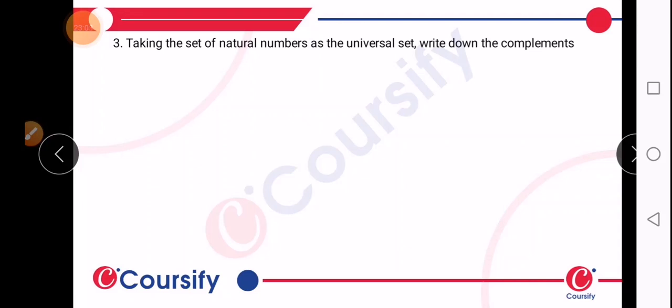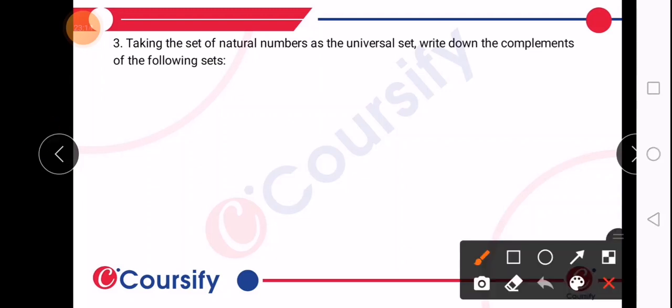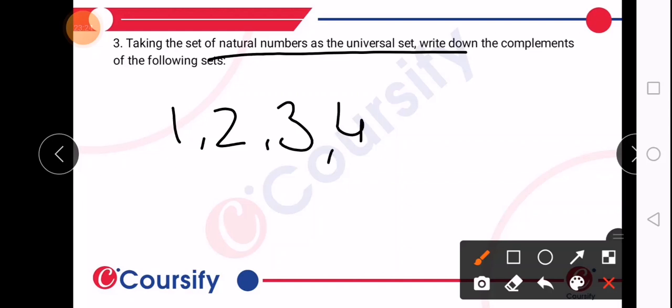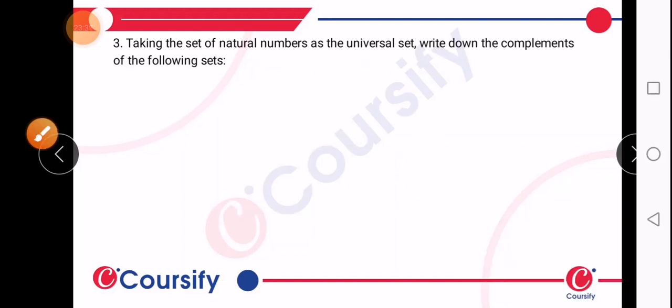Taking the set of natural numbers as the universal set, write down the complements of the following sets. That is, we have to take the set of natural numbers as my universal set. Natural numbers are basically 1, 2, 3, 4, 5, 6, 7, and so on until infinity. Now let's take a look at the following sets.